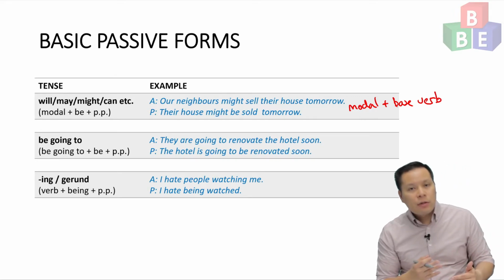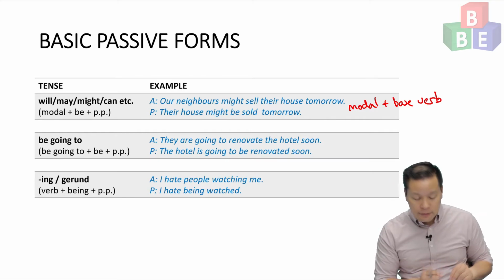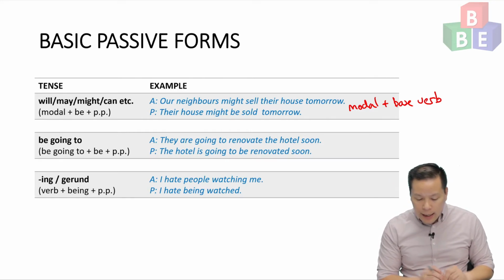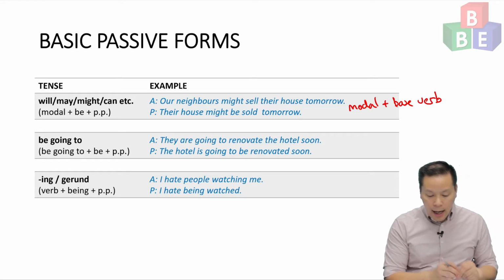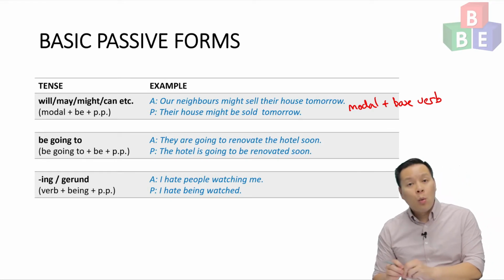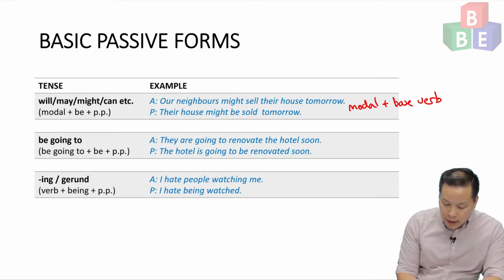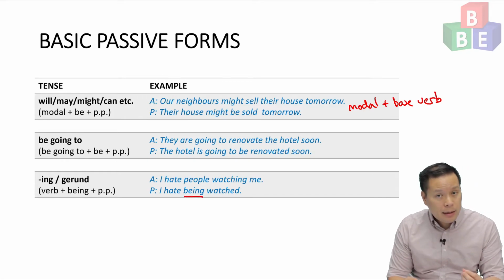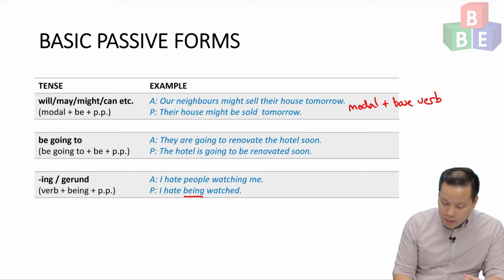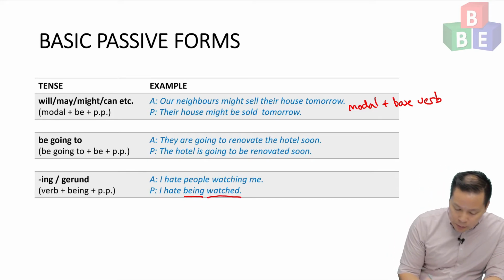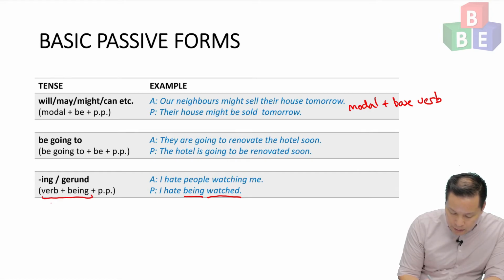So it is possible to make some of these sentences passive. So the passive of I hate people watching me is I hate being watched. So we make sure that hate is still followed by an ing verb, and then that ing verb is going to be being in this case, and then the next verb is the past participle. So here we have the verb plus ing, which is what we call the verb pattern, and then we have the be plus pp, which is our passive.